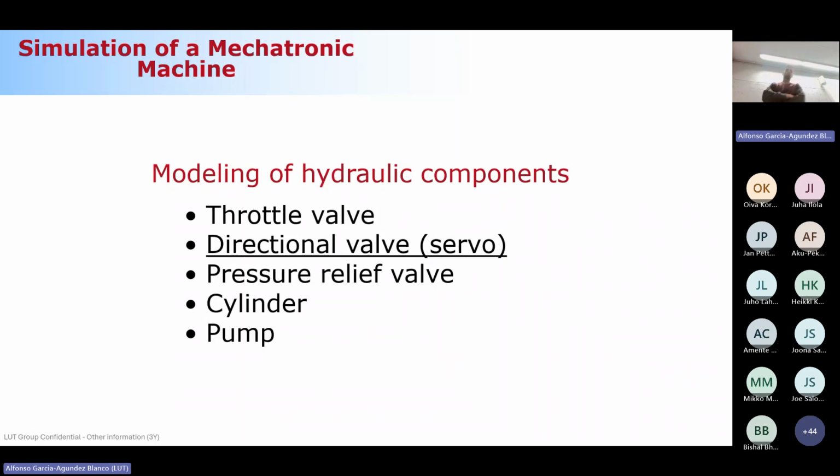Now we are going to move to the directional control valve. If you remember, in tutorial 6, we already modeled a directional control valve, okay, that determined the configuration mode of our hydraulic circuit. We didn't have a throttle valve, if you remember. We had a directional control valve. But you will see that in practice it is very similar.